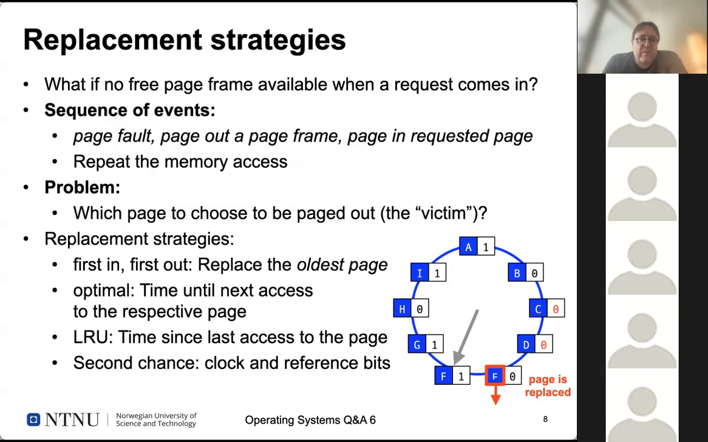So the sequence of events here is that first we get a page fault, then we have to select a page which we want to free because we think it's not recently used, for example. We move it out to secondary storage, thereby creating a free page in RAM. And then we can page in the requested page that has caused the page fault, and then we can repeat the memory access. And the problem here is to decide which page to choose to be paged out.